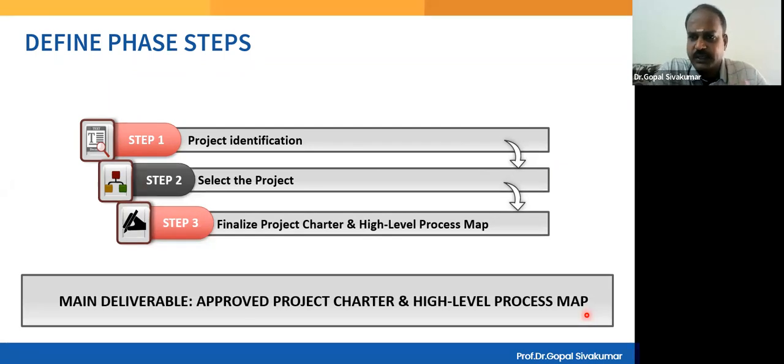And looking at the execution plan, the project charter document submitted by you, the project sponsor, if he is impressed or convinced with the kind of effort and kind of result the team is proposing, he will approve your project charter, and that will bring your project to life. So the main deliverable at the end of the define phase is approved project charter and high-level process map.